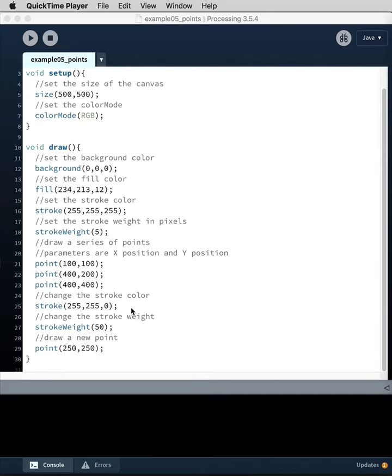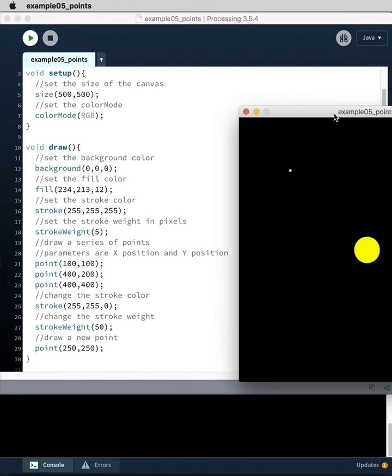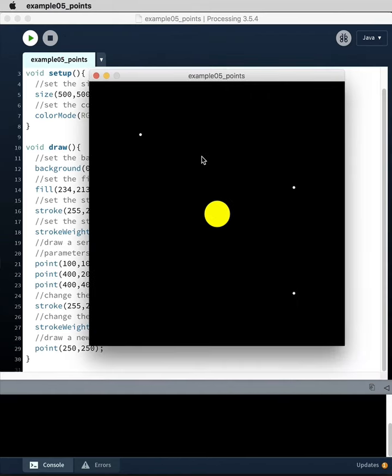Then the stroke color changes, the stroke weight changes, and we've got another point, and that's a heavy stroke weight, 50 pixels. And then we've got another point that's 250 by 250, so it's right in the middle. And again, these are just single points, and they have a stroke weight and a stroke color. And so essentially, you're getting circles, right? So that's a 50 pixel stroke weight on a single point.